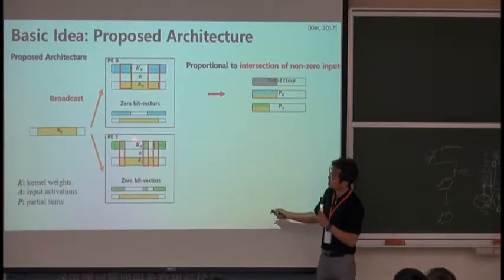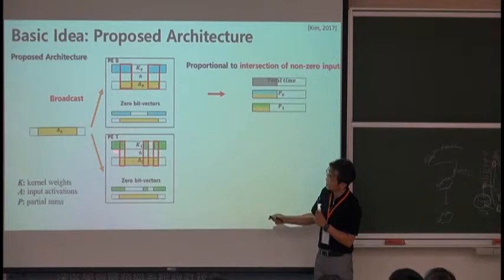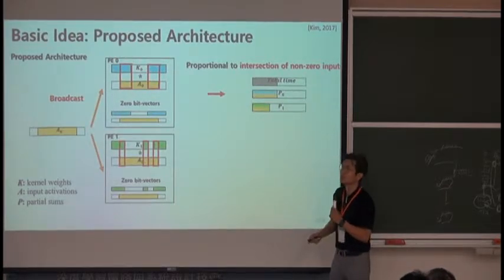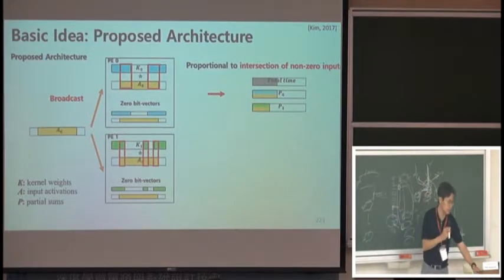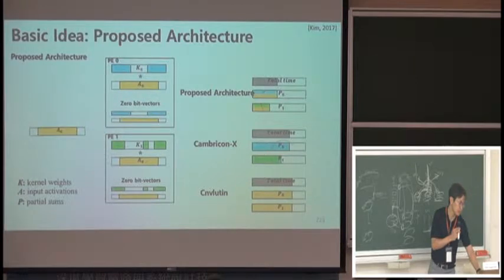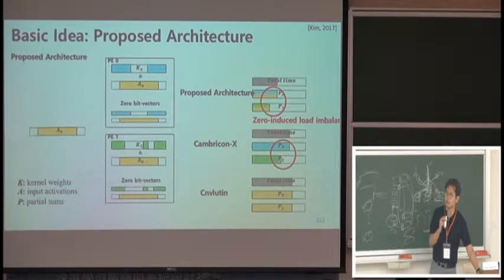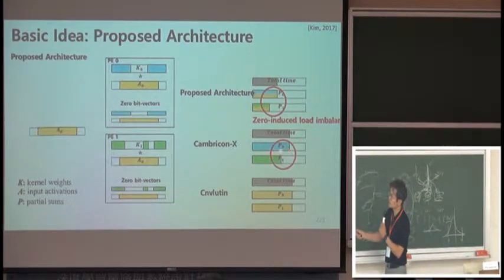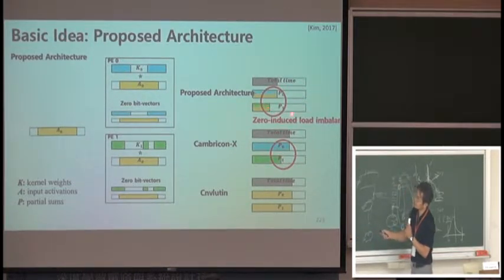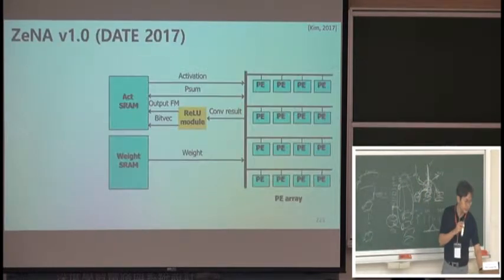Small work here. Actually, if we see the amount of non-zero weights, this one has a smaller amount of non-zero weights than this one. So we have a new load imbalance problem. We call this problem the zero-induced load imbalance problem. Actually, Cambricon-X had the same problem because the runtime was proportional to the amount of non-zero weights allocated to each processing element. So in order to resolve this problem, our solution is quite simple. I will explain later.